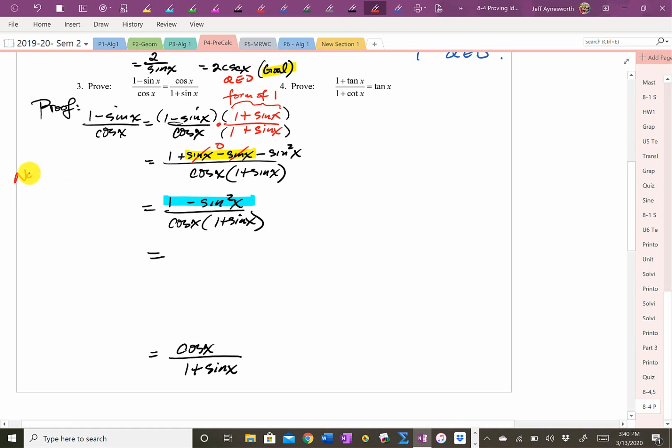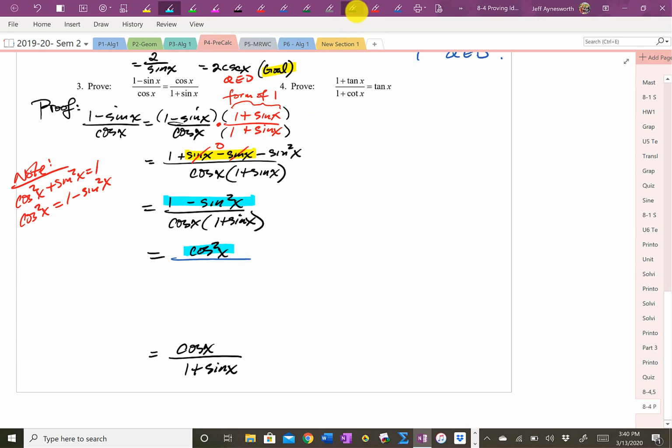So let me write it over here. This is our main identity: cosine squared x plus sine squared x equals 1, which means that if I subtract sine squared x, I get cosine squared x is equal to 1 minus sine squared x. This is the variation of it. So the numerator here is nothing more than just cosine squared x. So let's write it as such. So this is cosine squared x. Let me color code this. These are equivalent. It's an identity.